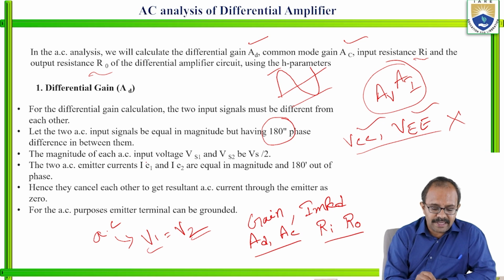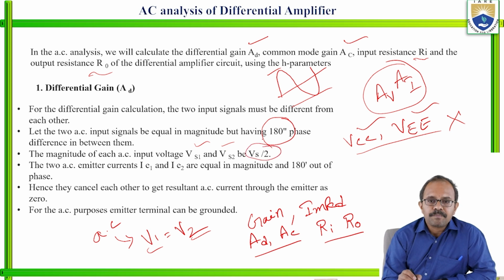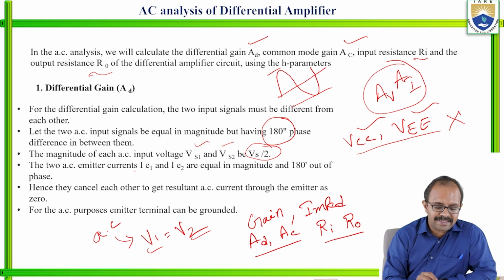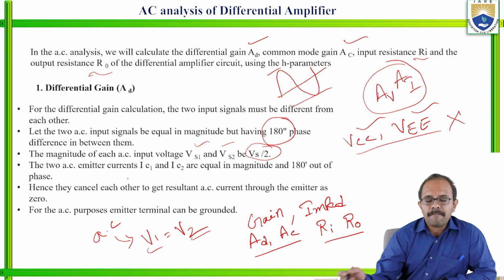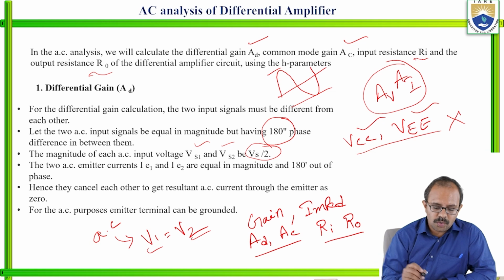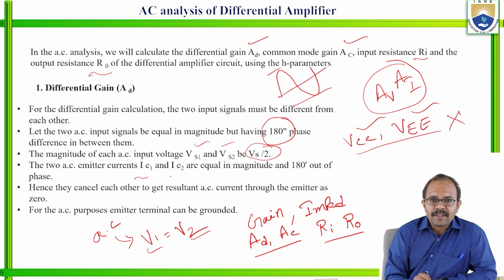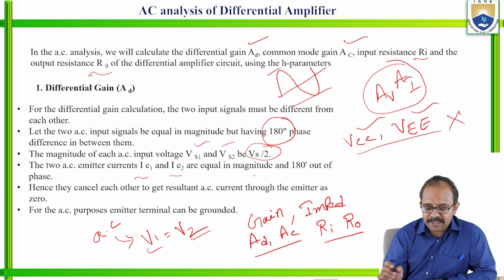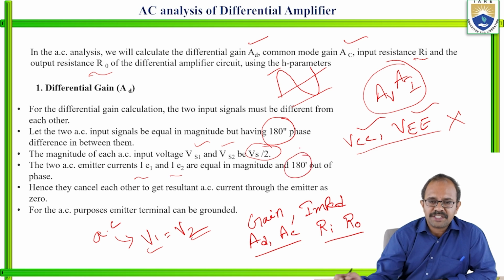The magnitude of each input voltage, Vs1 and Vs2, which are considered as the source input voltages, is Vs by 2. Both source voltages applied to the transistors are Vs by 2. We have two emitters because of the two transistors. The two emitter currents, IE1 and IE2, are equal in magnitude, again with a 180-degree phase shift.